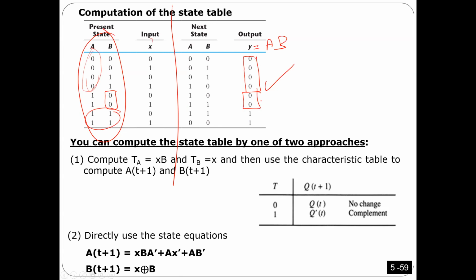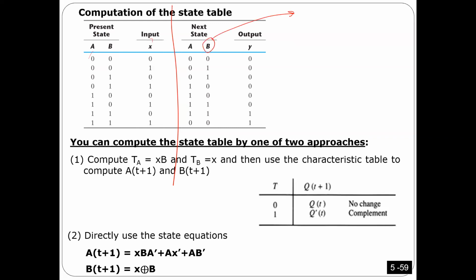Okay. Now let's calculate A and B. This is the next one. This is at time t plus 1. We have the equations, right? So let's start. For example, here this one is actually X XOR B. So you have here X, this is the input, you have B, and then you can do XOR. As you know, in case of XOR, if they are the same, you get 0.